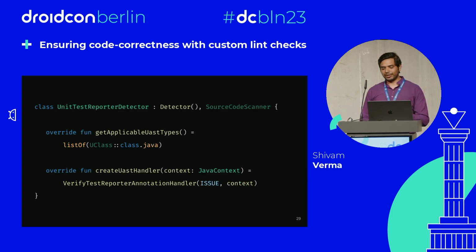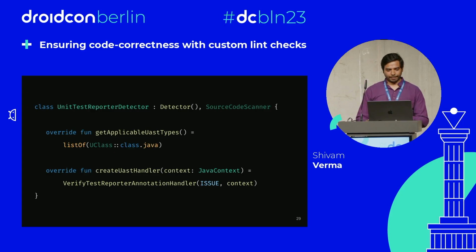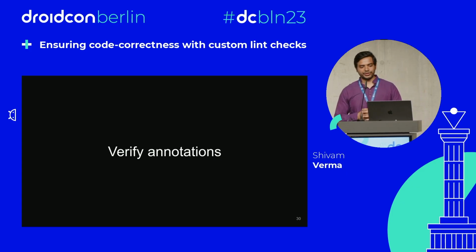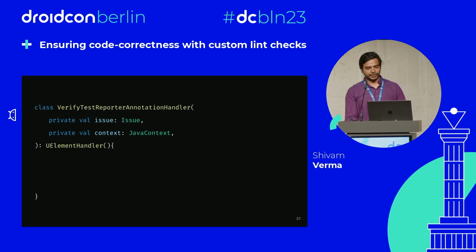And in addition, we pass the issue that we created in the previous step and the context, that's the Java context here. And we'll see in the implementation how this is used. So now we jump into the core of the problem, which is now verifying the annotations themselves. So this is the implementation. We've already provided the issue and Java context to it.